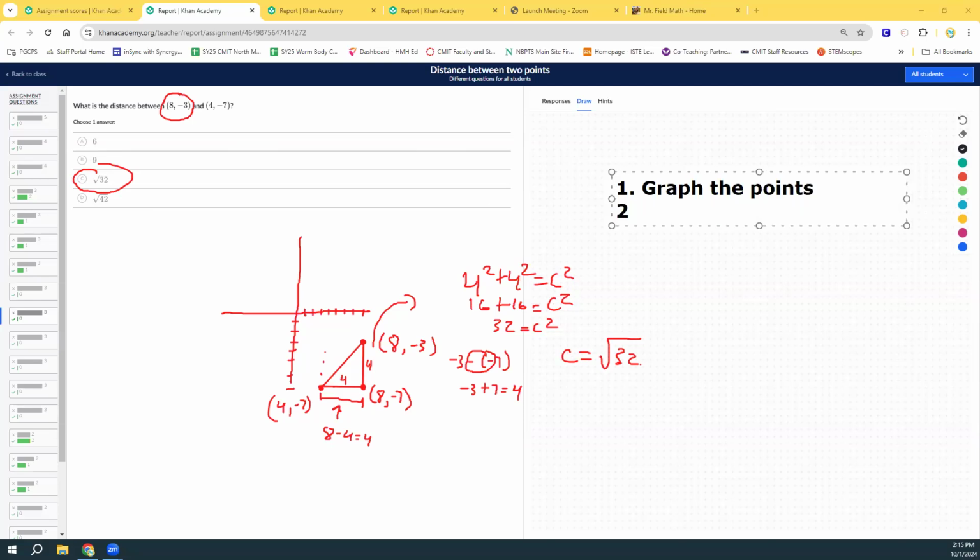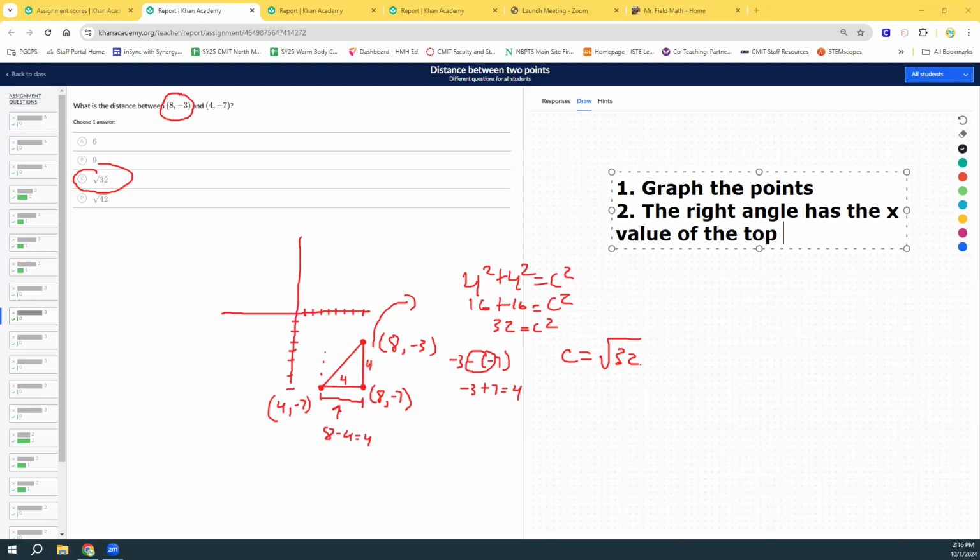The right angle has the x value of the top point and the y value of the bottom point. I don't know if that makes sense to you, so let's look at it.